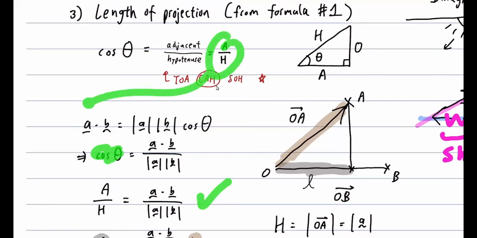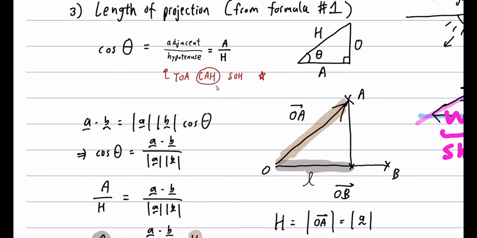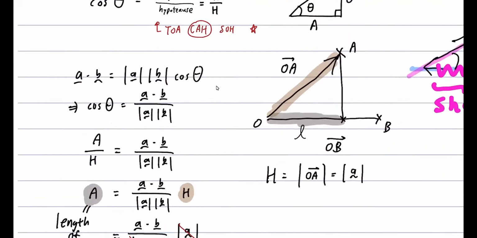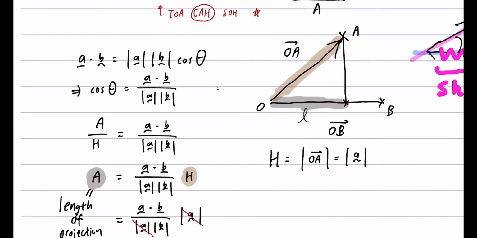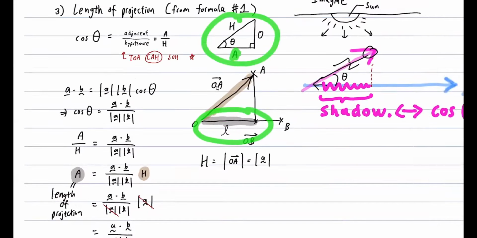Okay, cosine theta is A over H, so I substitute. Is this part okay? Okay, good. Next, let's move on. What do we want to find? We want to find the length of the shadow here, which if you compare with this triangle, is really just the adjacent, the A, right? So A and L are the same thing.